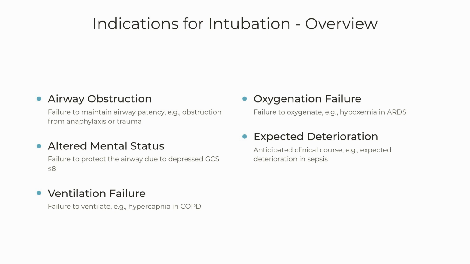Third, failure to ventilate involves inadequate carbon dioxide removal, such as in a COPD exacerbation with rising CO2 levels. Fourth, failure to oxygenate is when oxygen levels remain critically low despite supplemental oxygen, as in acute respiratory distress syndrome. Finally, anticipated clinical course applies when a patient's condition is likely to worsen, like in sepsis with impending shock. Each indication reflects a scenario where intubation can stabilize the patient, and we'll explore these in depth with examples next.